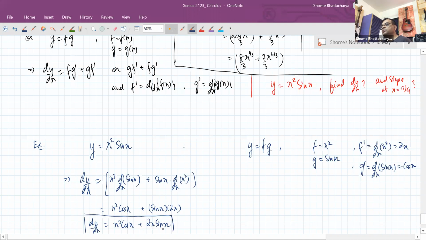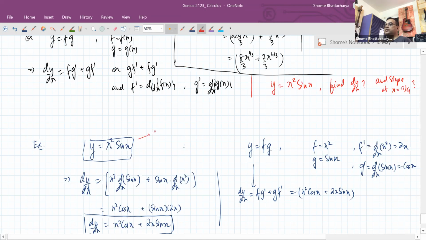Or if you're just doing it by a quick method of comparison, you can see that dy by dx is f g prime plus g f prime. So just substitute from here. So it is x square cos x plus 2x sin x. Eventually you will get to a stage where you can just look at this function and directly see that its derivative will be first function, that is x square, into differentiation of second, plus second function, that is sin x, into differentiation of first. So you can just do this in a single step, and it will be enough.